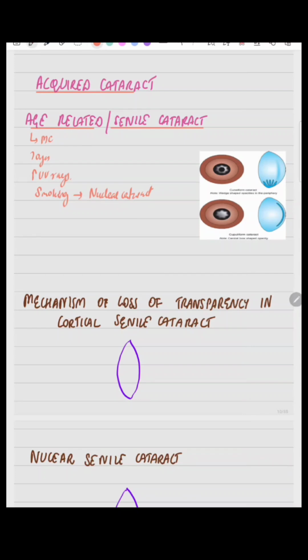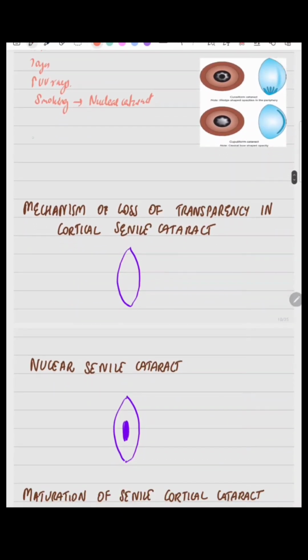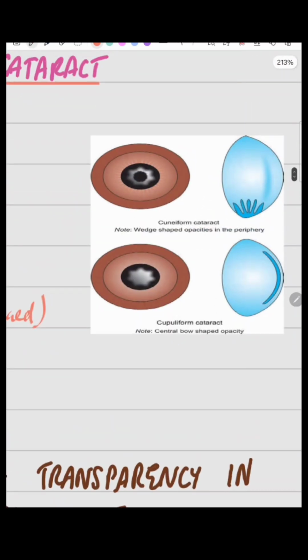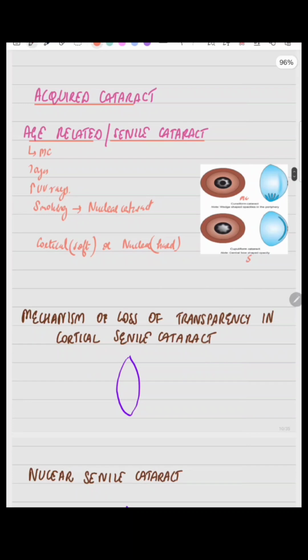Usually bilateral, one eye is affected earlier than the other. Morphologically, it can be cortical, soft, or nuclear hard cataract. Now cuneiform is a variety with wedge-shaped opacities in the periphery. Cuneiform is the most common type, followed by nuclear and then cupuliform, which is 5%.